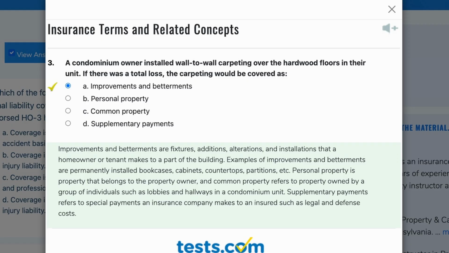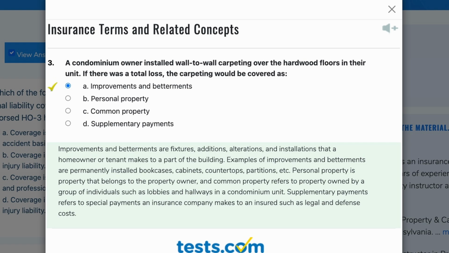A. Improvements and betterments. Improvements and betterments are fixtures, additions, alterations, and installations that a homeowner or tenant makes to a part of the building. Examples of improvements and betterments are permanently installed bookcases, cabinets, countertops, partitions, etc.